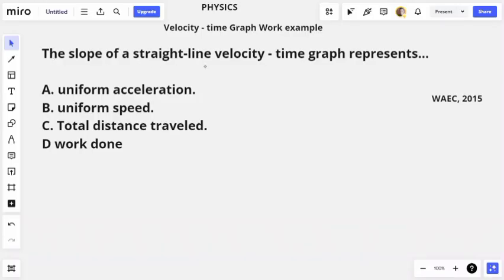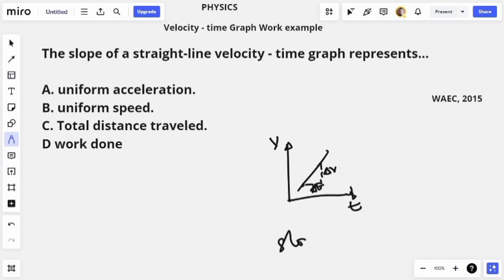The slope of a straight line velocity time graph represents. Now, I wouldn't just pick out the answer for you. If this is your graph, velocity time graph, that means velocity on the vertical axis and time on the horizontal axis. And remember, in math, coordinate geometry, where we learn slope, how to calculate slope. Slope is what? Change in v over change in t.